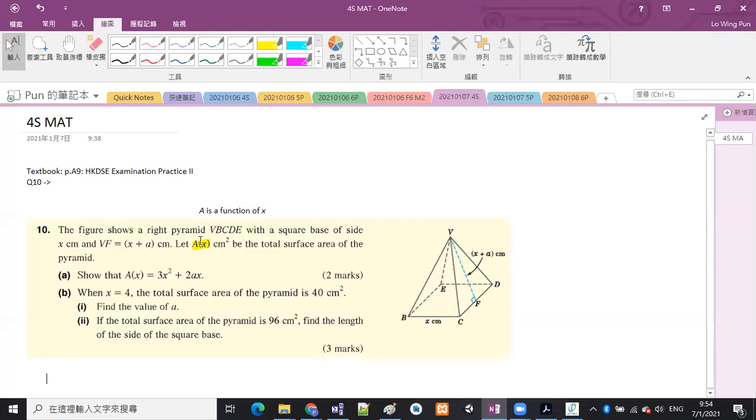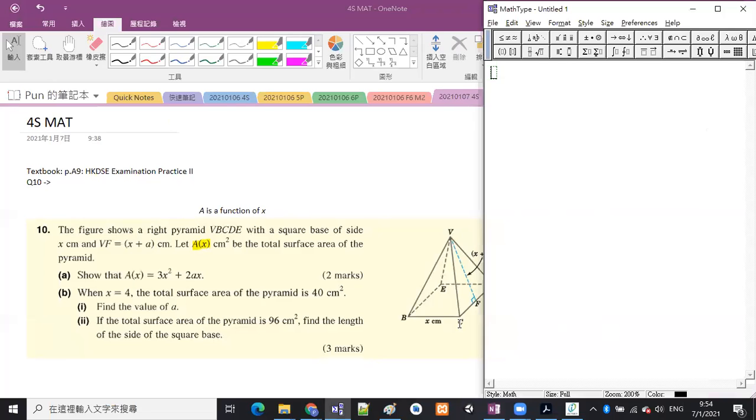So A(x) represents the total surface area of the pyramid. So what we need to do in part A is just calculating the total surface area. Okay, so how many surfaces are there? There will be 5 surfaces, 1 base, and then 4 lateral faces.